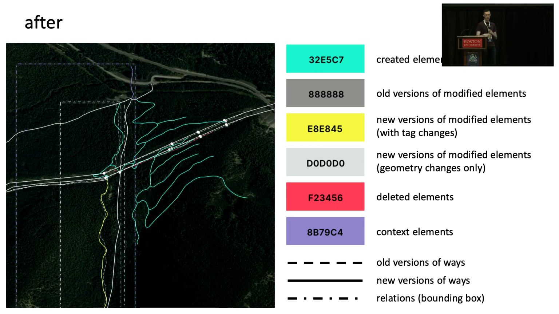purple now highlights context elements, which are things that are included in the visualization not because they changed, but because they're related to something else that changed. So this includes parent ways of nodes that were modified, and child members of relations that were modified. And we use dashed lines consistently for the old versions of everything, solid lines for the new versions of everything, and the relation boxes get their own special dash-dot line style to make them easier to see.